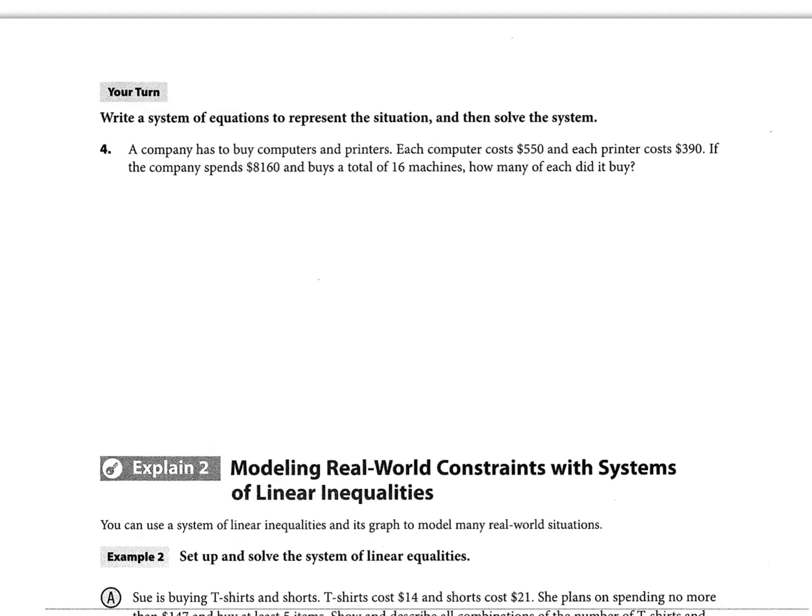A company has to buy computers and printers. Each computer costs $550 and each printer costs $390. If the company spends $8,160 and buys a total of 16 machines, how many of each did it buy? We have to write a system of equations and then solve it. So let's start with the amount of machines. If we combine the computers and the printers, we should get a total of 16 machines.